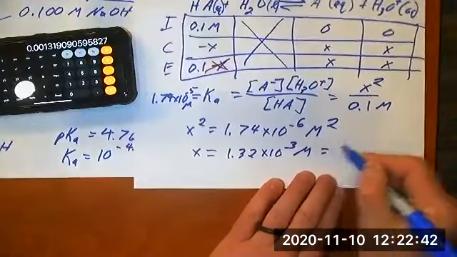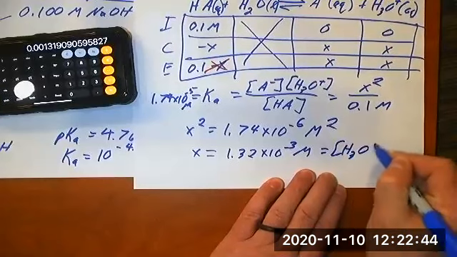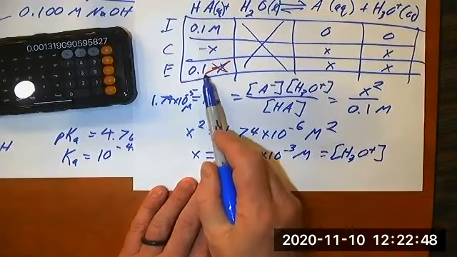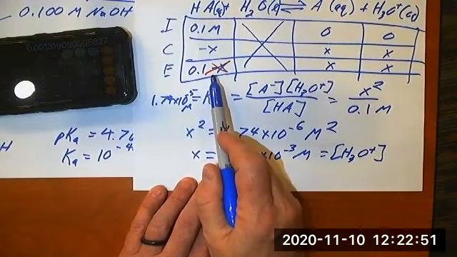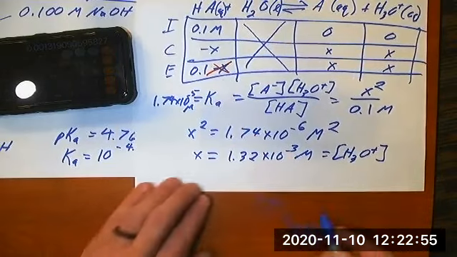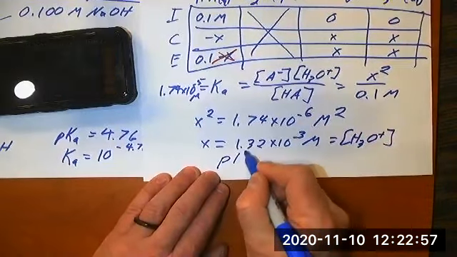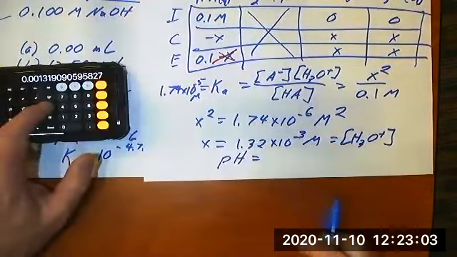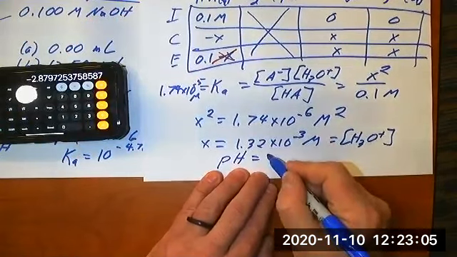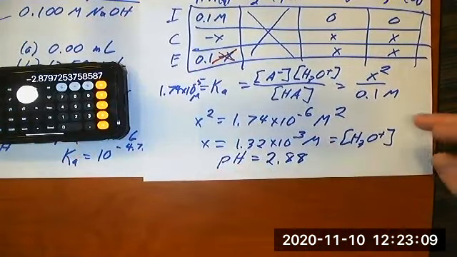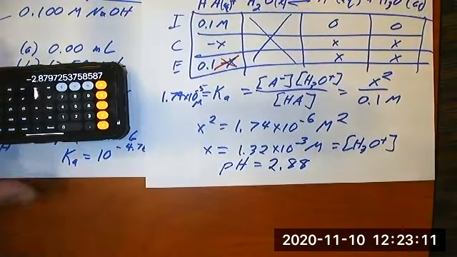So we double check, is this in fact small compared to the 0.1 we started with? Yes, it is. So we're okay in doing that approximation. So we now find our pH to be the negative log base 10 of that. Our pH is 2.88.